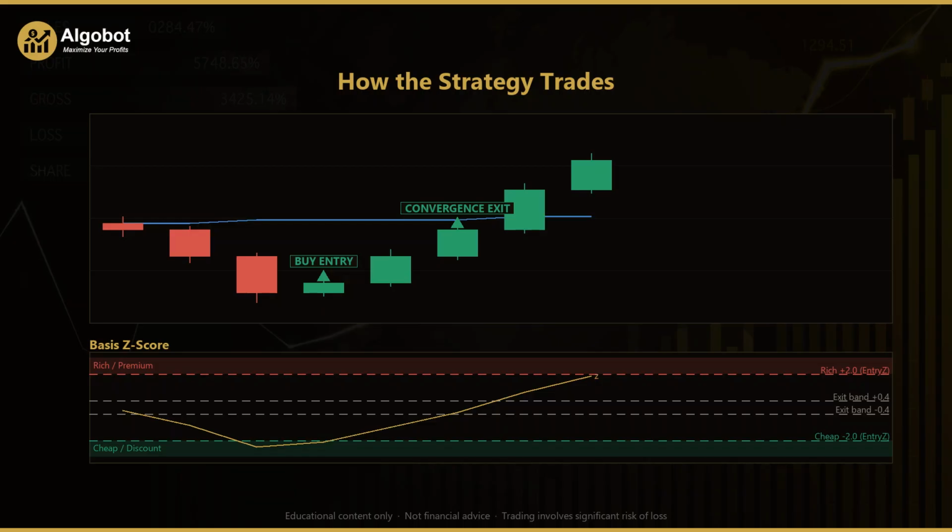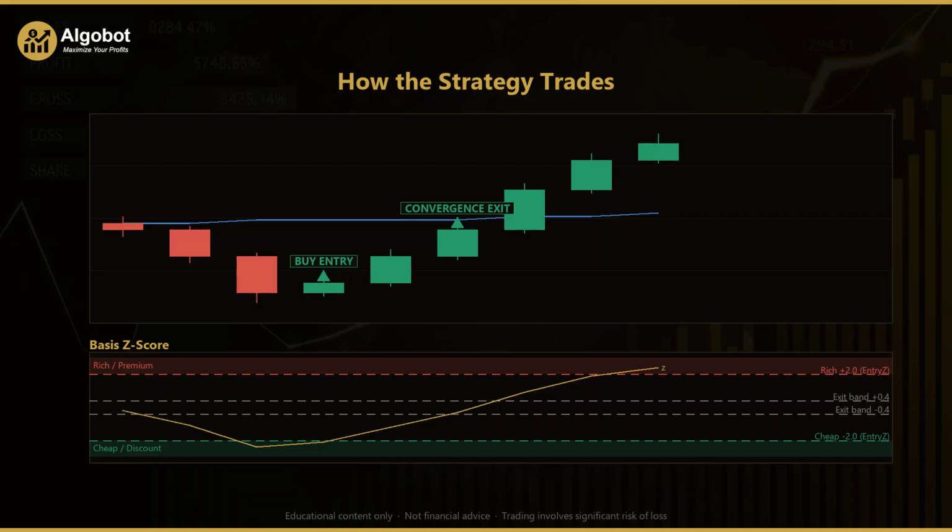Candle by candle, the gap narrows, and the Z-score climbs out of the discount zone toward the center. When the Z-score settles inside the exit band around 0.4, the dislocation is considered resolved. The convergence exit marker shows the position being closed as price meets its fair value once more. That's the full long cycle. Buy the discount, ride the reversion, and bank the convergence.